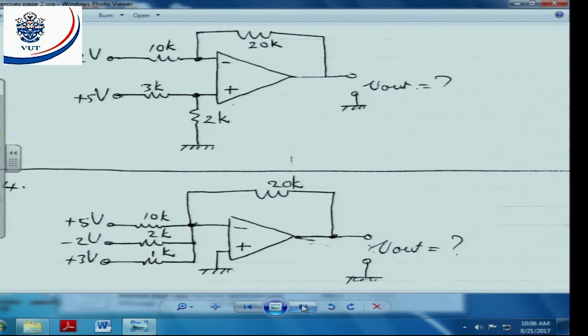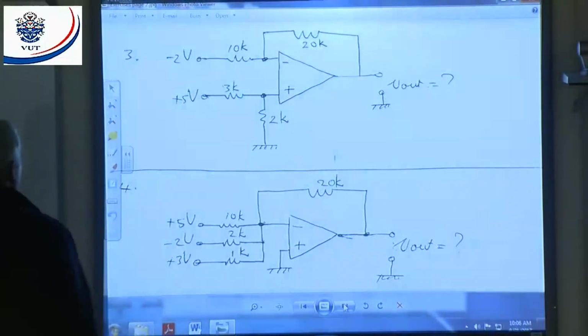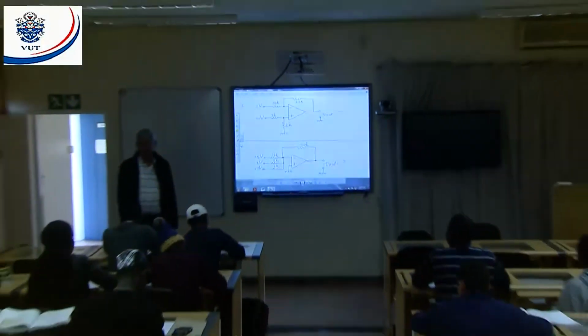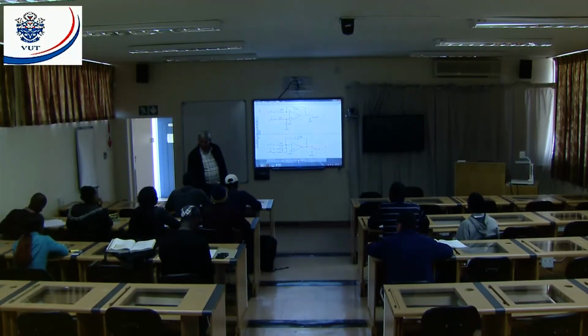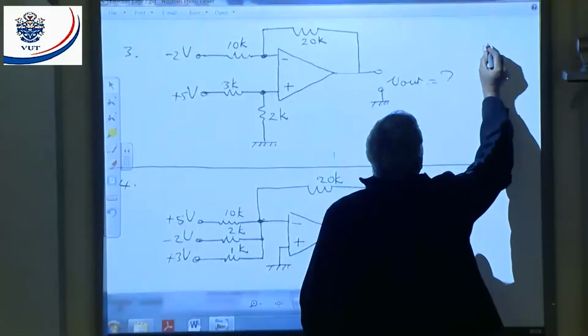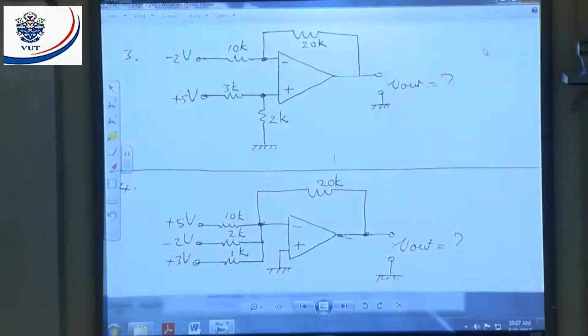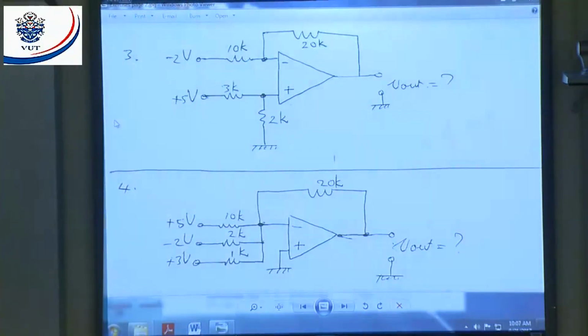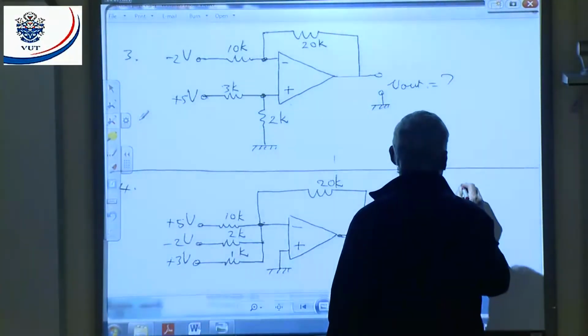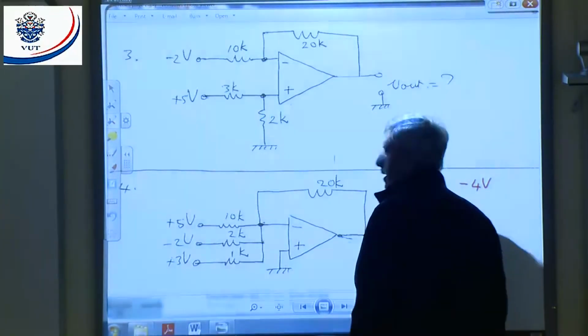All right, let's have a look at number 3. Now I'm going to again ask some questions. Number 3, what is the output voltage? Let's start right here in the beginning, in front. What is the output voltage? Minus 4 volts. All right, we got an answer. Let's write them down. All right, minus 4 volts.